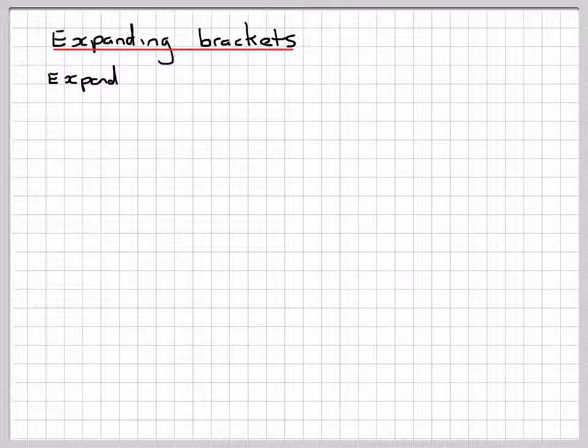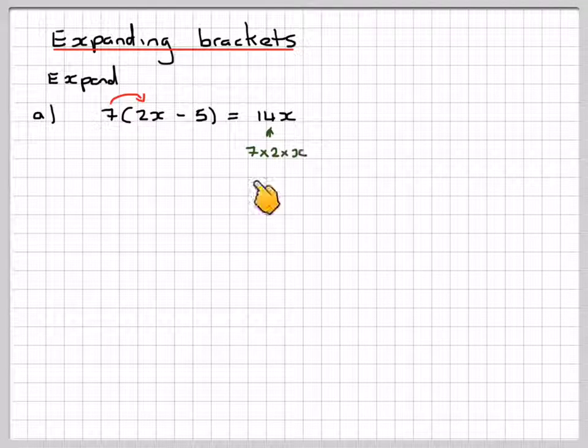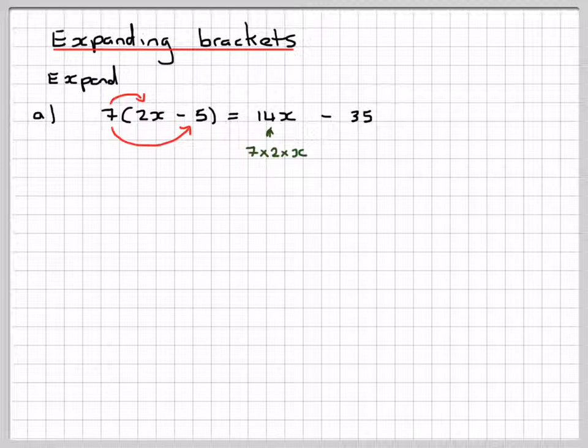Expanding brackets. Expand 7 brackets 2x minus 5. Now you should know that you have to do 7 times 2x, which is going to be 14x. Now underneath here we're going to write that down here, 7 times 2 times x. And this is going to help us in the reverse process, which we're going to look at in a minute. And then we do 7 times minus 5, which is minus 35.